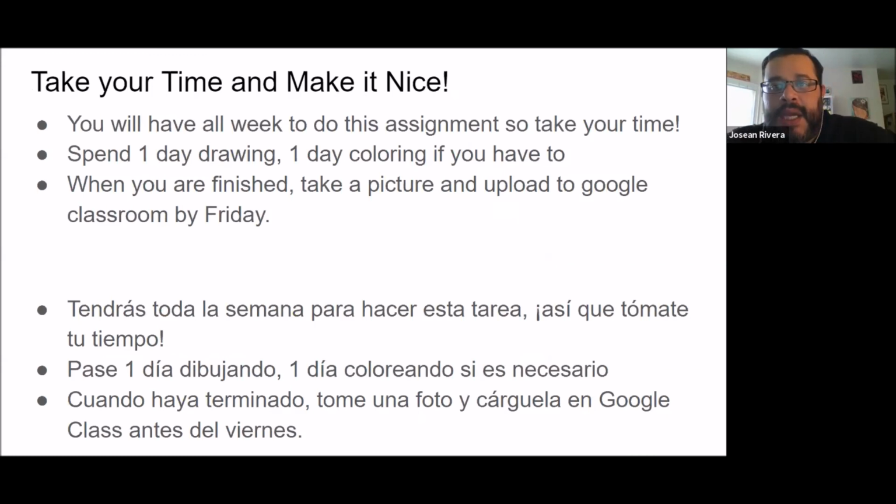Now that things have changed, you only get one assignment a week, which means that you should be spending a little more time on that one assignment. One of the things I suggest you can do is spend one day drawing your face and then take a break or wait the next day to color it. When you are finished, you want to make sure to take a picture and upload it to Google Classroom by Friday at the latest. It's very important. I'm submitting this assignment on Monday, so you will have 5 days to work on this. Anything turned in after Friday will be considered late.